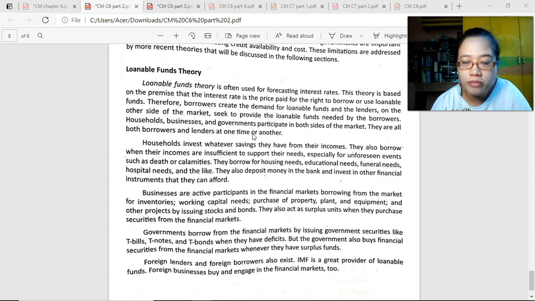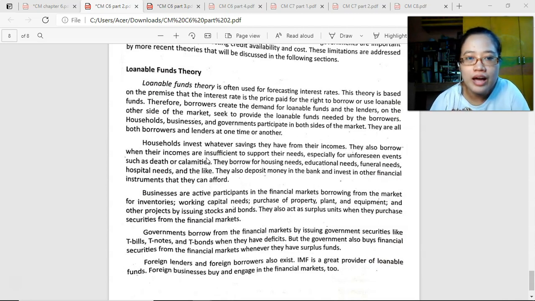Households, businesses, and governments participate in both sides of the market. They are all both borrowers and lenders at one time or another. Okay? Kapag meron silang excess na money, so they could probably lend, pero pag sila naman yung nangangailangan ng pera, they're the ones who would borrow.